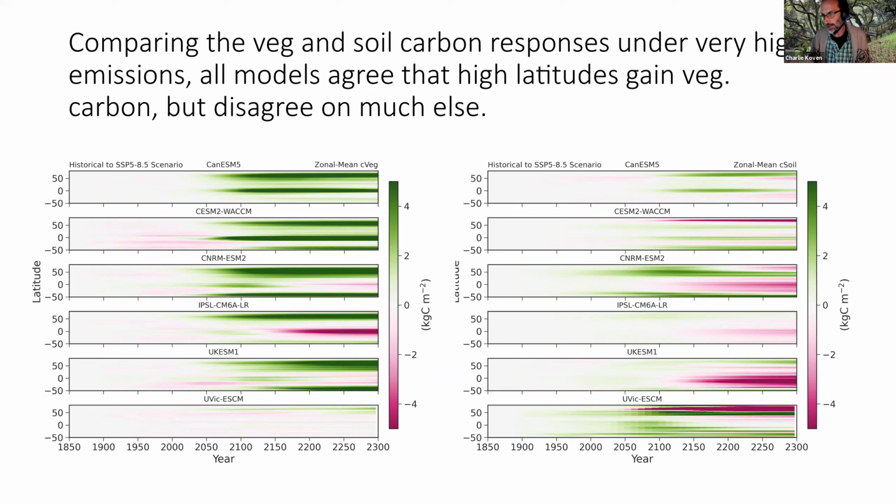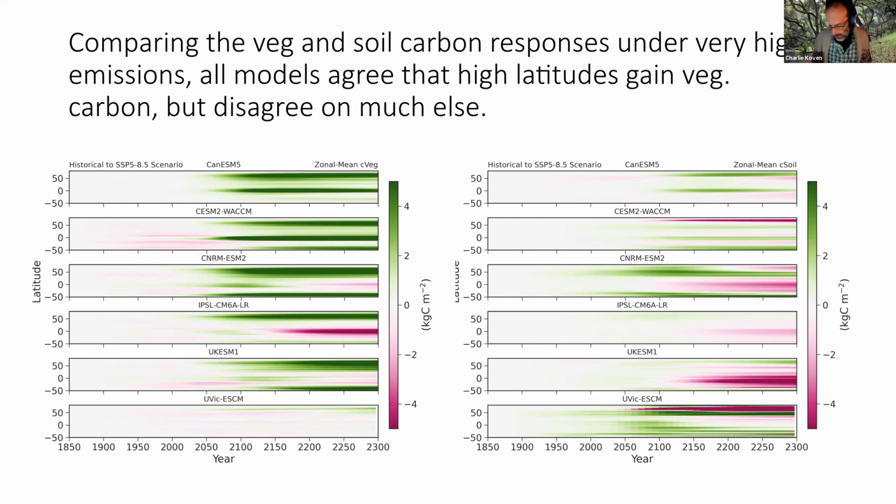In the soil in these long-term scenarios, again, you see really broad divergence between models, basically the ones that have permafrost, which are CSM2 Wacom and UVIC ESCM, show large losses of carbon from high latitudes, whereas other models show large losses of carbon from the tropics and/or mid-latitudes in the soil. So again, really different stories between these different models, right?